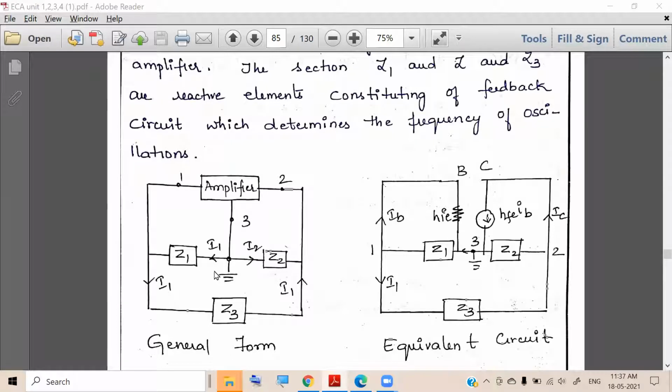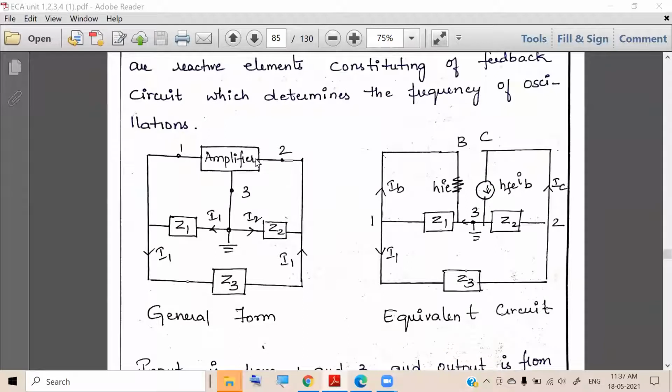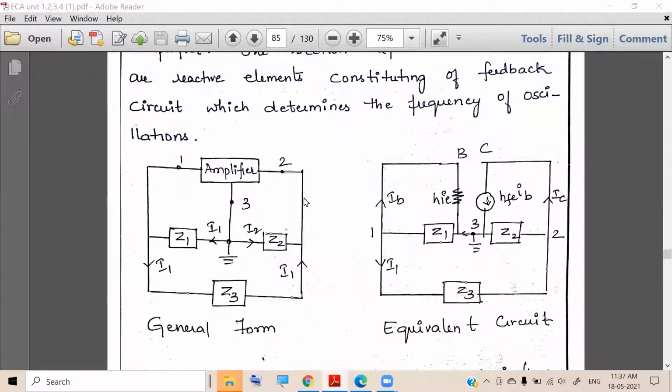What about the Colpitts oscillator? For the Colpitts oscillator, Z1 and Z2 are? Capacitors. Very good. Z3 is an inductor. So what I want to say is this is the general form of an LC oscillator.